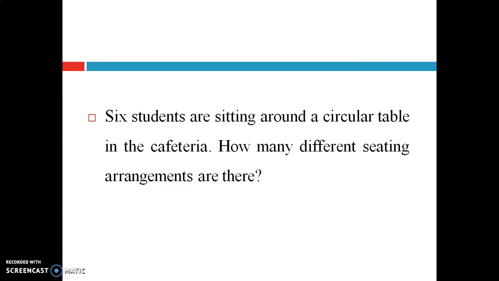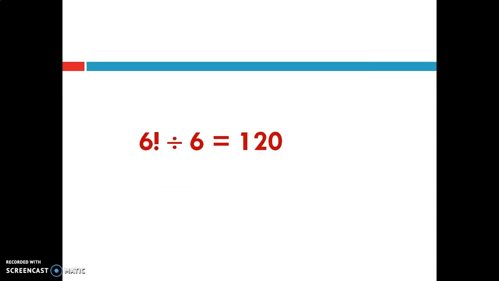Consider an example of circular arrangement. 6 students are sitting around a circular table in the cafeteria. How many different seating arrangements are there? There are 6 students, so n is 6. So 6 factorial upon 6 will be the answer. So the output is 120.